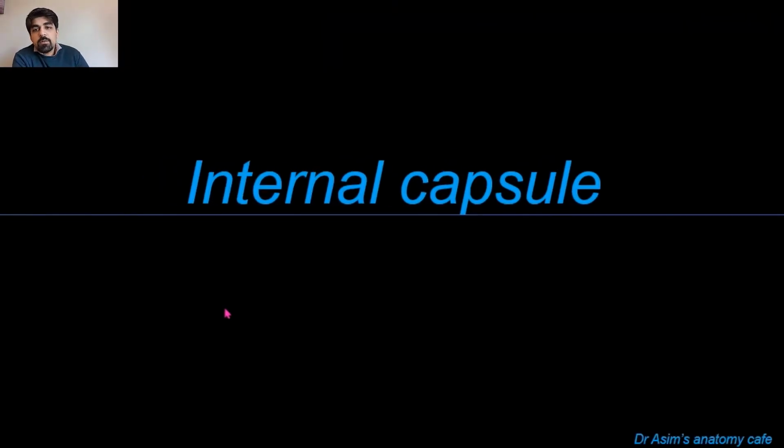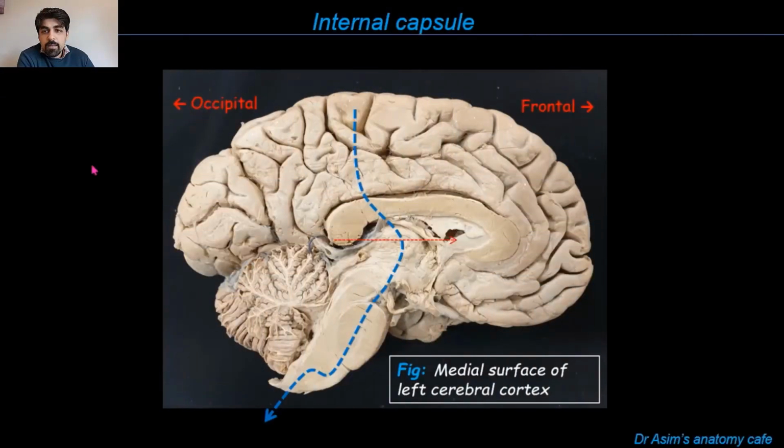Next, the corticospinal tract fibers are going to pass through a region known as the internal capsule. For that, let's have a look at this prosection. This is the left cerebral hemisphere, and we're looking at its medial side. We can see the occipital lobe at the back. This is the cerebellum, so that's the back end of the brain. This is the frontal lobe in the front. We can see the color-coded pathway of the corticospinal tract.